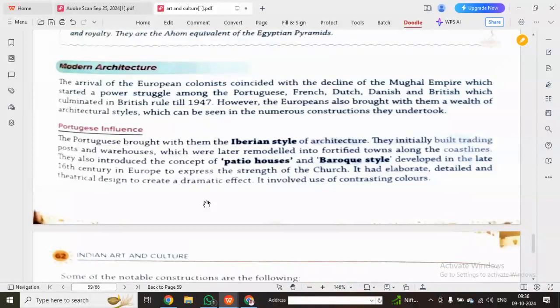The arrival of the European colonists coincided with the decline of the Mughal Empire, which started the power struggle among the Portuguese, French, Dutch, Danish, and British. However, the Europeans also brought with them a wealth of architecture styles, which can be seen in the numerous constructions. So Portuguese influence, modern architecture में आ गए हम अब.